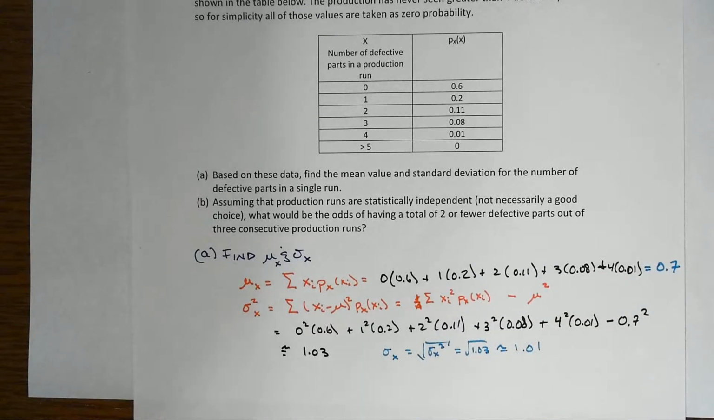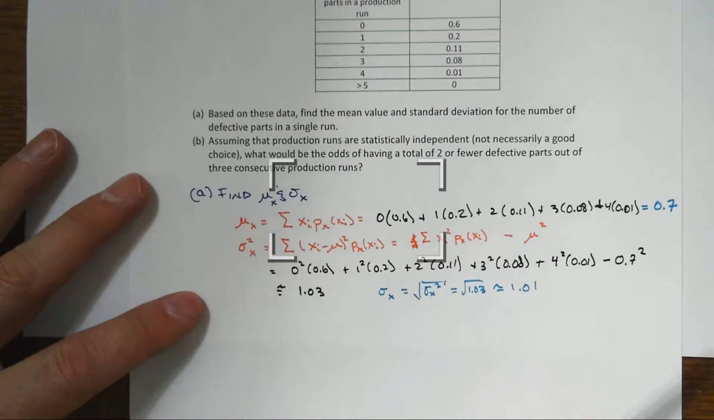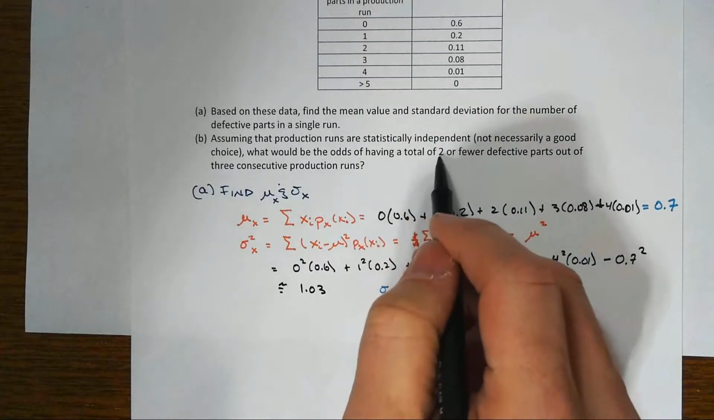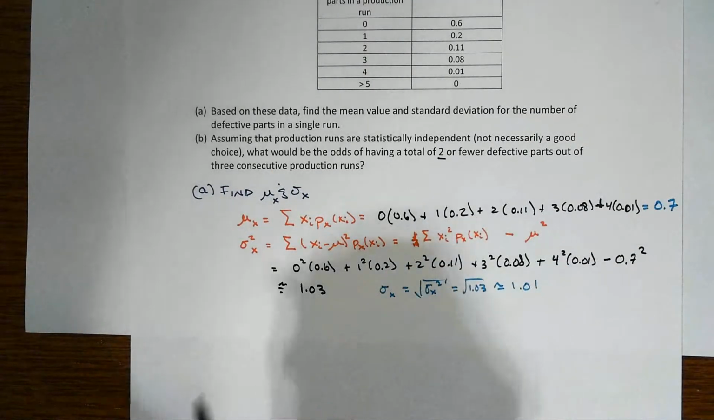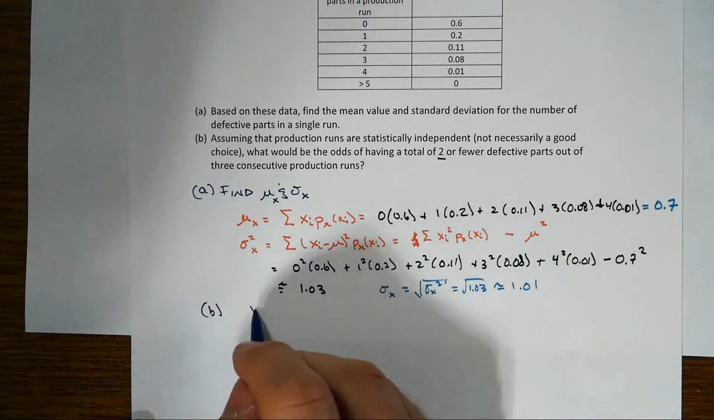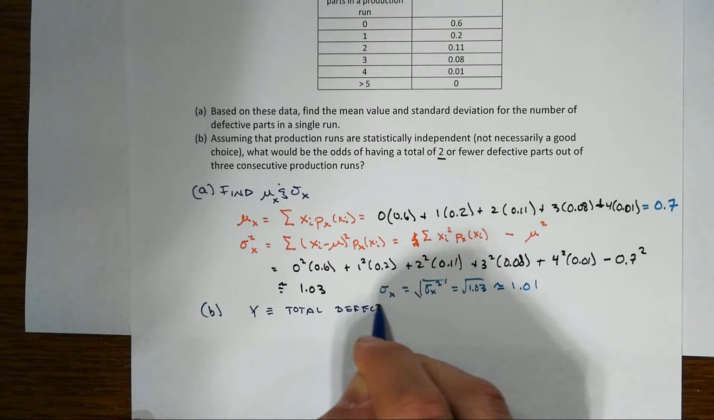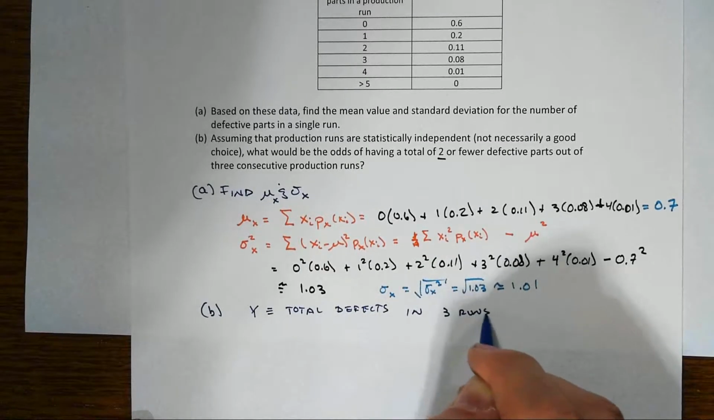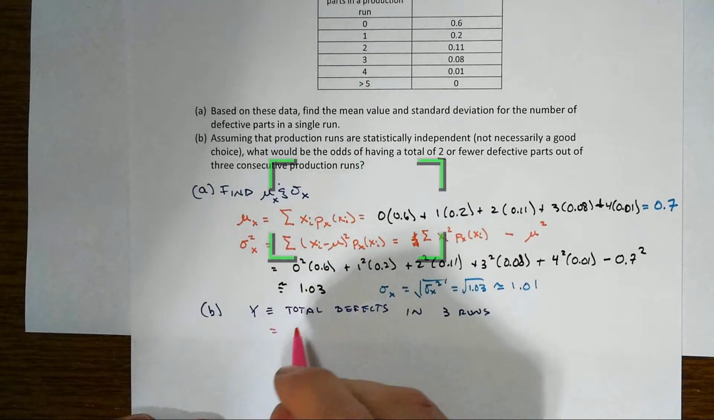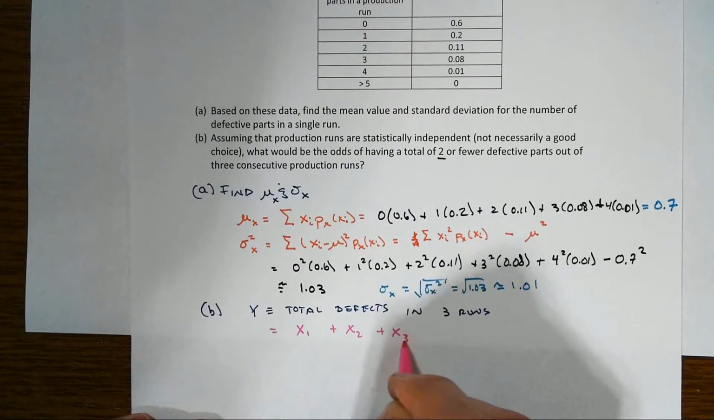So that's part A. The key thing here is the calculation formula for the variance and then taking the square root afterwards. Right? And for part B, the difference here is that we have 3 different production runs, and we only want a total of 2 or fewer defective parts. That's a little bit different than just what happens in one run. Right? So let's define that Y is the total defects in 3 runs. And so now that means that Y is ultimately equal to the number of defects in run 1 plus that in 2 and that in 3.